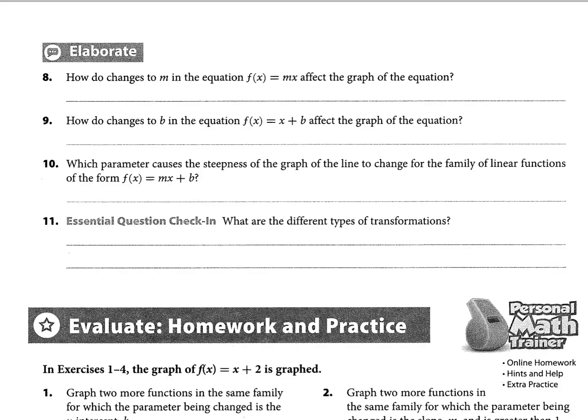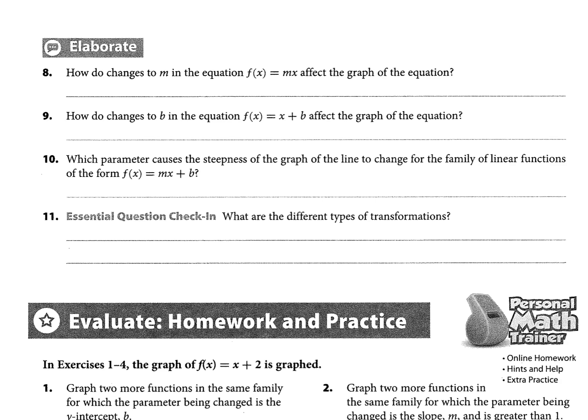How do changes to m in the equation f of x equals mx affect the graph of the equation? Remember, we talked about how changing the slope results in what's called a vertical stretch or a vertical shrink. Later on, you will learn that there are also horizontal stretches and shrinks, but those are going to be seen with other types of parent functions besides linear functions.